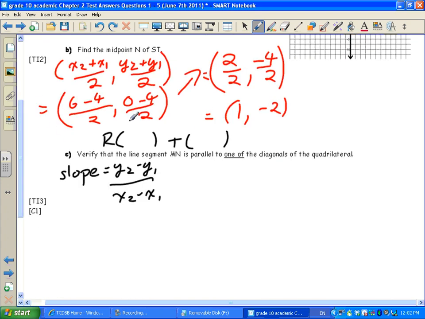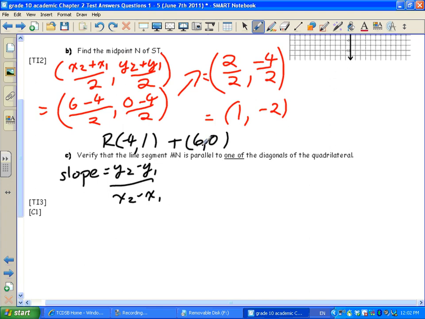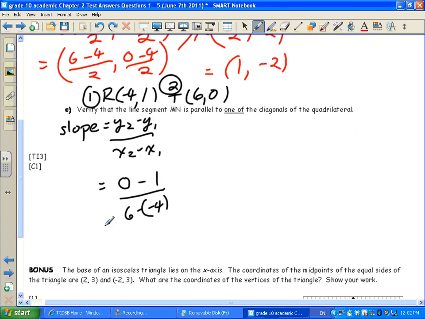R is negative 4, 1. Point T is 6, 0. Okay? So let's find the slope of RT first. We'll call R 1. We'll call T 2. Y2 is 0. Y1 is 1. So 0 subtract 1. X2 is 6. X1 is negative 4. We'll get negative 1 over 10. So our slope is negative 1 over 10 for points RT.